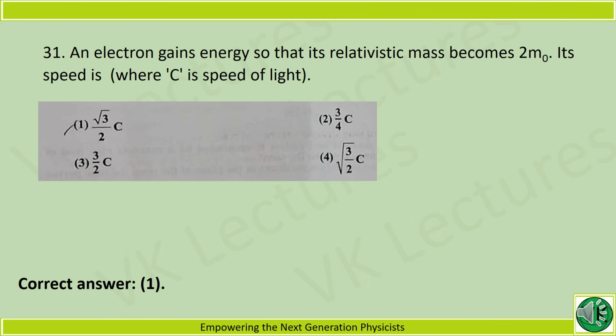An electron gains energy so that its relativistic mass becomes 2 times m naught. Its speed is, the velocity of the electron is, option 1, root 3 by 2 times c.